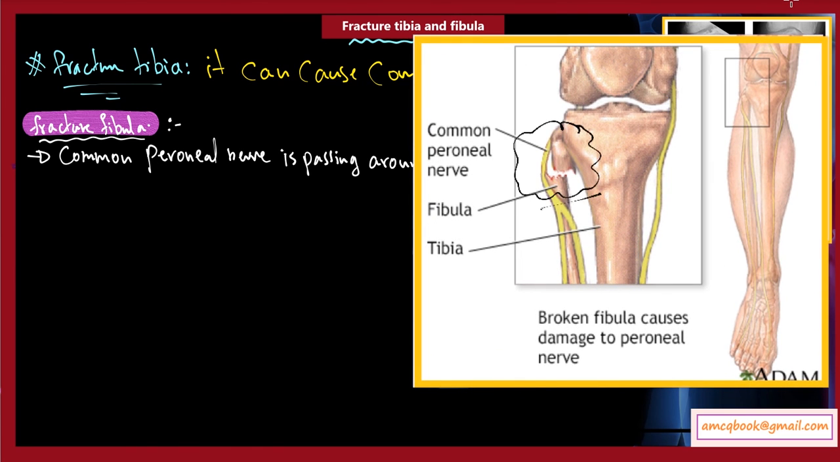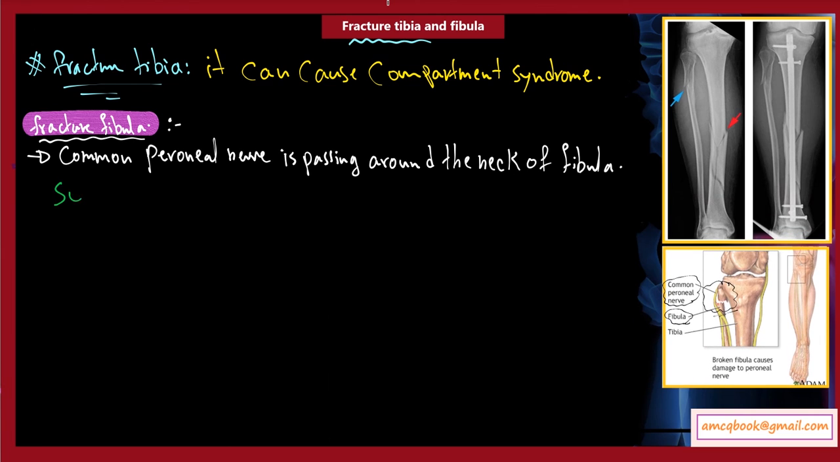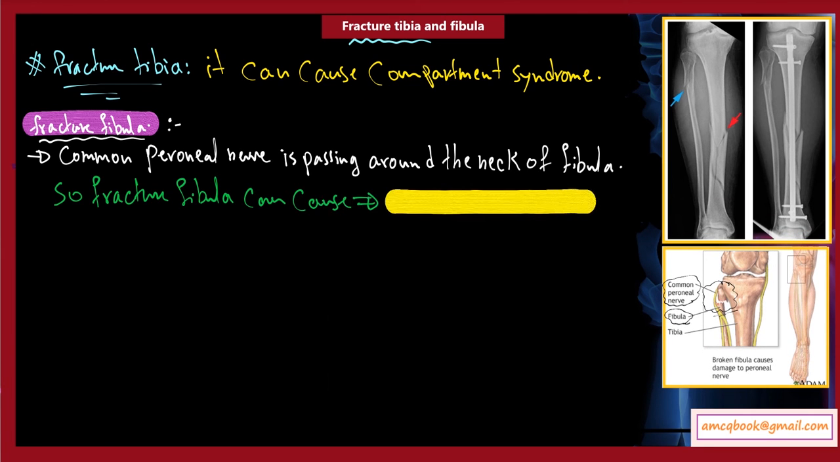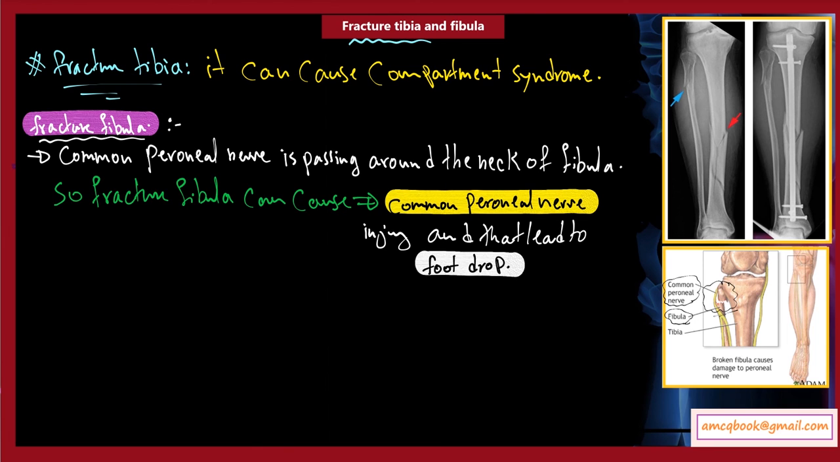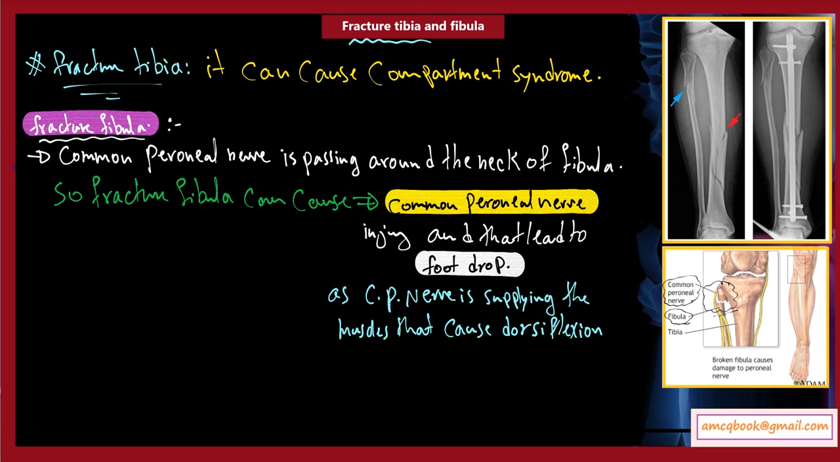If you look at this picture, this represents the common peroneal nerve, and this is the neck of the fibula. And the common peroneal nerve is passing around the neck of the fibula. So a fractured fibula, I mean neck of fibula, can cause common peroneal nerve injury, and that will lead to foot drop, as the common peroneal nerve supplies the muscles that cause dorsiflexion of the foot. So injury of the common peroneal nerve will lead to foot drop, which is very important in the AMC exam.